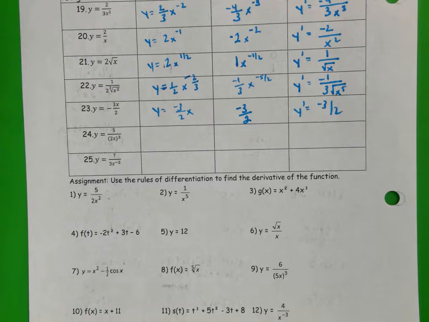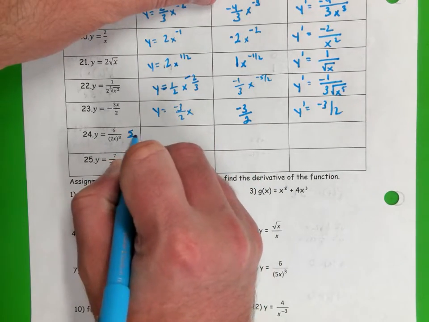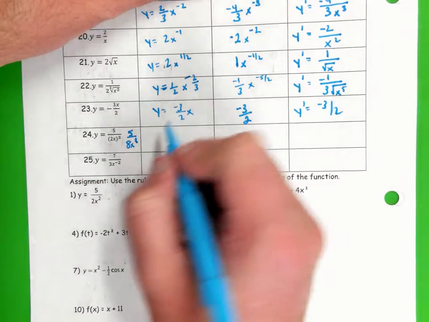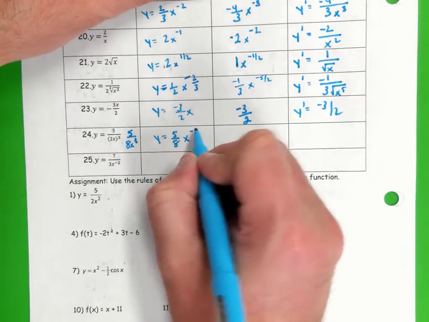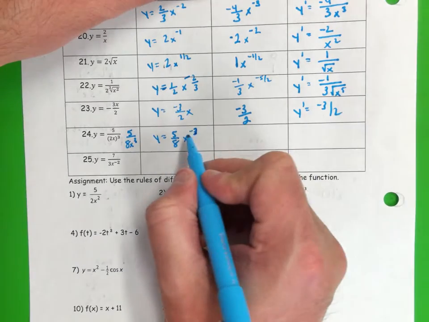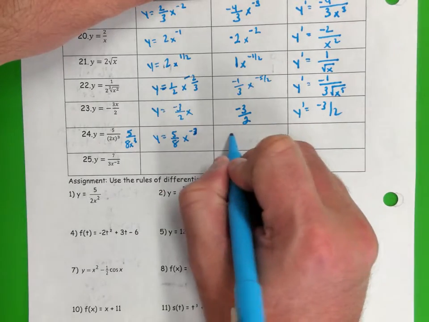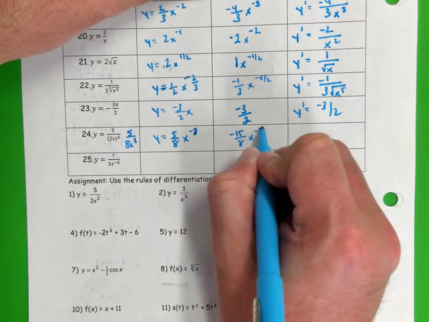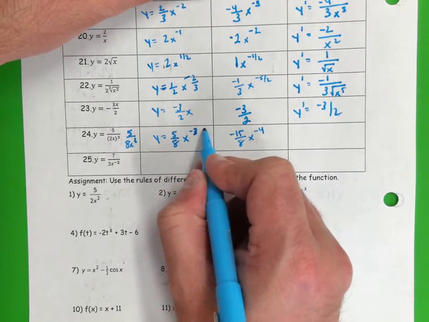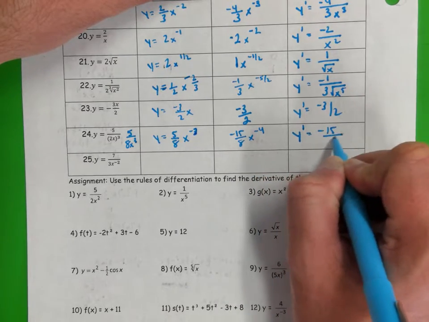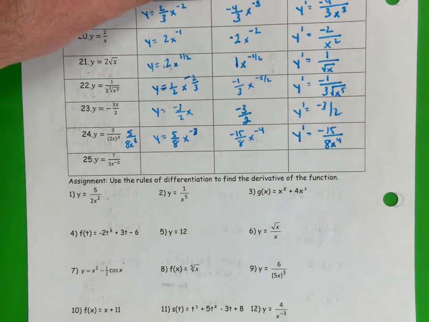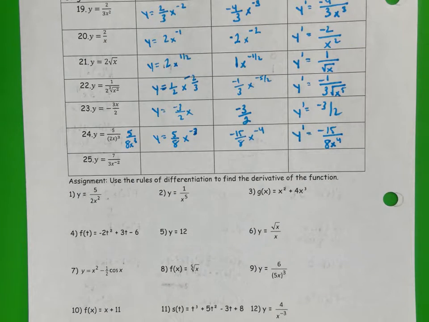Number 24. What do you think would be the best thing we did first in the denominator? Cubed it, yep. So I'm really working with 5 over 8x cubed. So I'm going to rewrite that as y equals 5/8 x to the negative 3. Bring it out of the denominator. Negative 3 times 5/8 is negative 15 over 8. Minus 1 is a negative 4. Always derivative, you subtract 1. Now write as the final answer, y prime equals negative 15 over 8, and put the x to the 4th in the denominator. This is why we did math workshop about exponents.